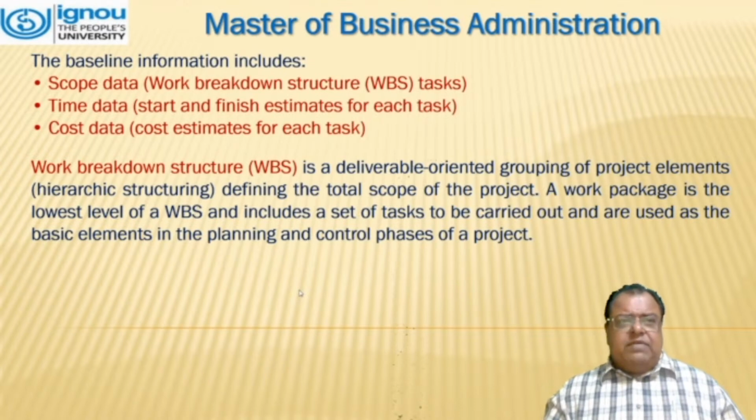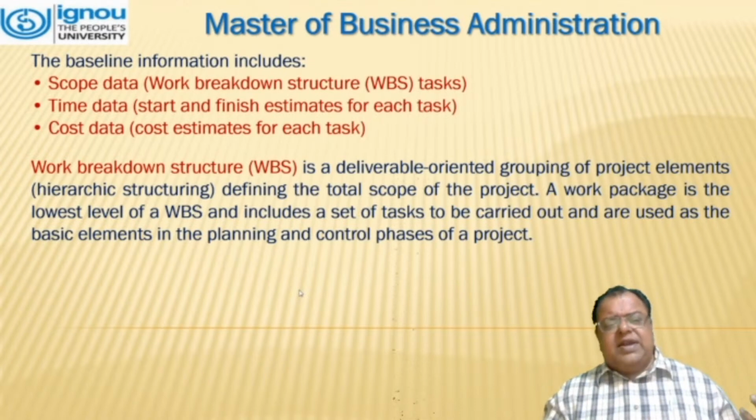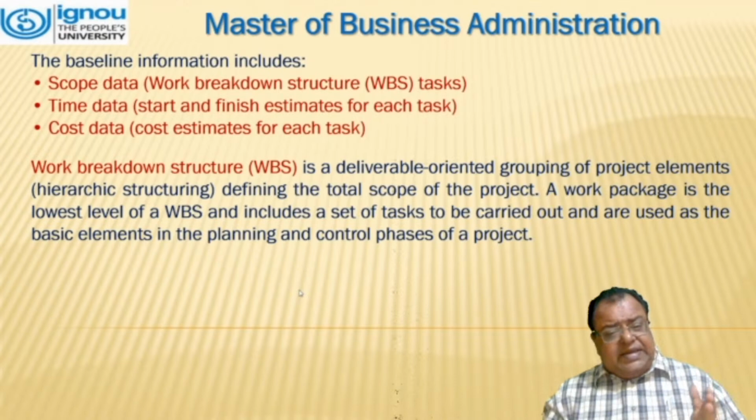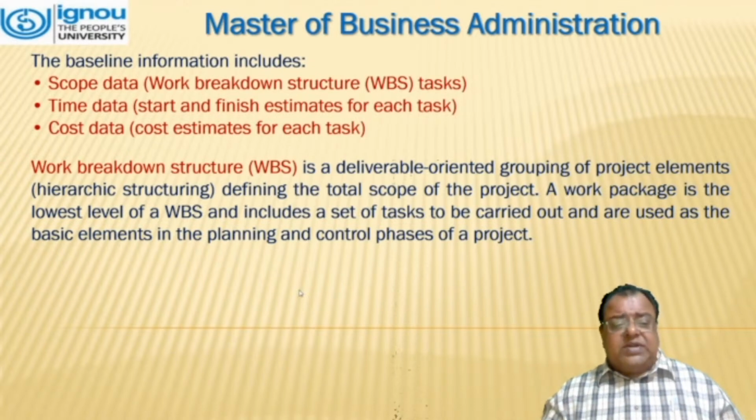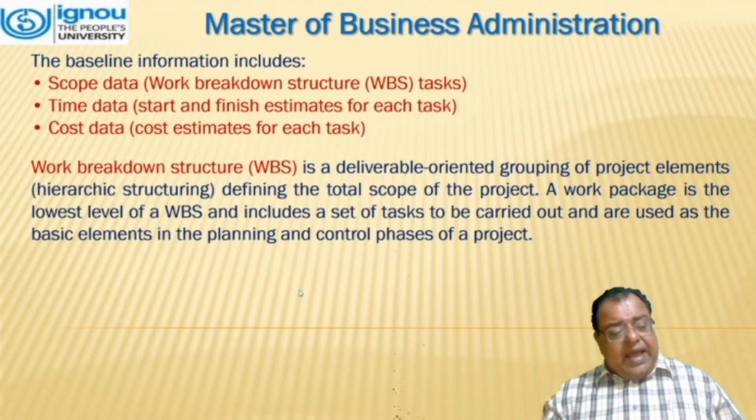Work breakdown structure, what we have discussed earlier, that is WBS, is a deliverable oriented grouping of project elements, hierarchical structure, defining the total scope of the project. The work package is the lowest level of a WBS and it includes a set of tasks to be carried out and are used as the basic element in the planning and control phase of a project.